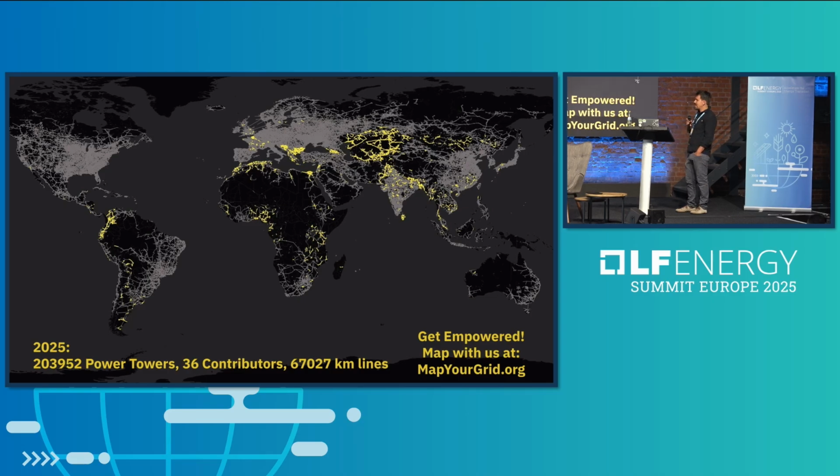But nevertheless, even our contributors of Map Your Grid are just 20% of the data growth at the moment in OpenStreetMap. So most of the people who are doing transmission grid mapping are not part of Map Your Grid at the moment, to make this clear. So we are still smaller than the community. That is what I want to say.